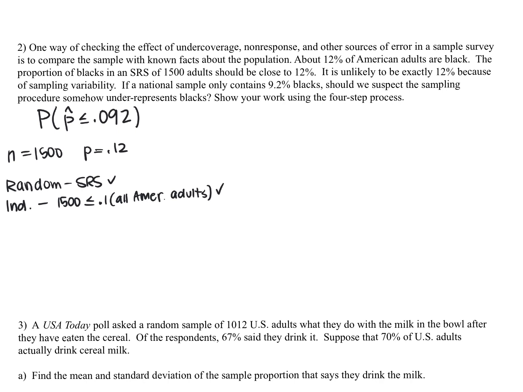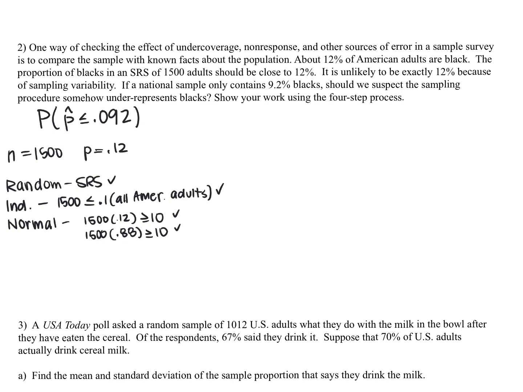And the last one we have to meet is normal. So 1500 times 0.12 and then 1 minus p, so 1500 times 0.88. Both of those have to be greater than or equal to 10. And they both are. I think it's roughly 200 for the 12%, and close to 1300 for the 88%. So all of our conditions are met.